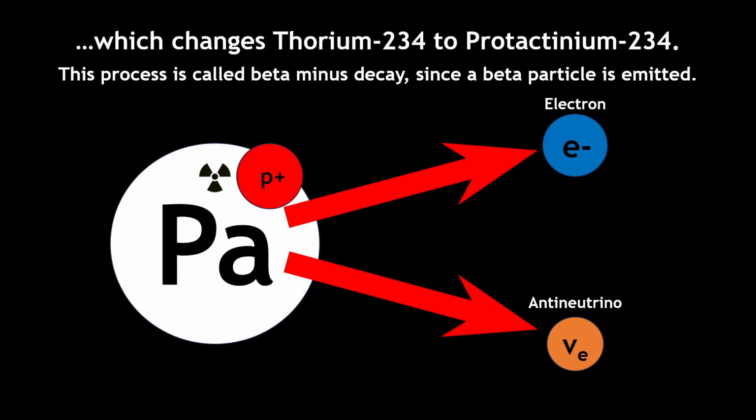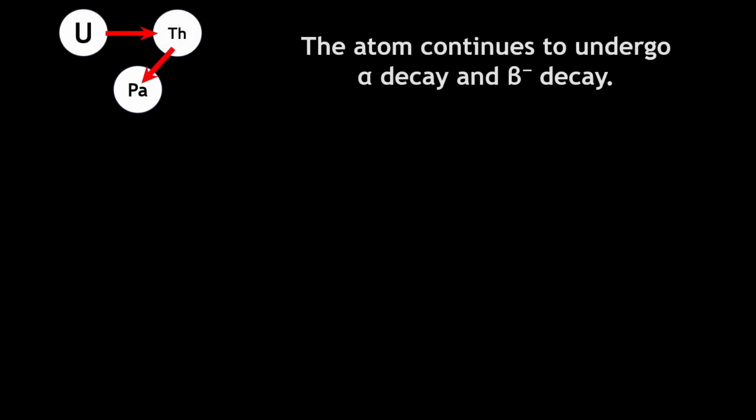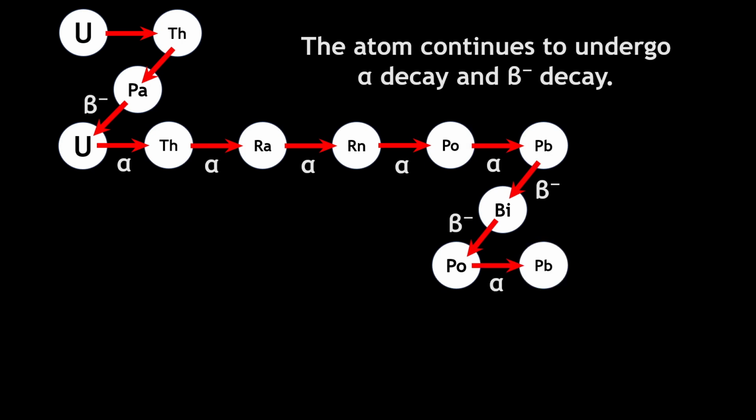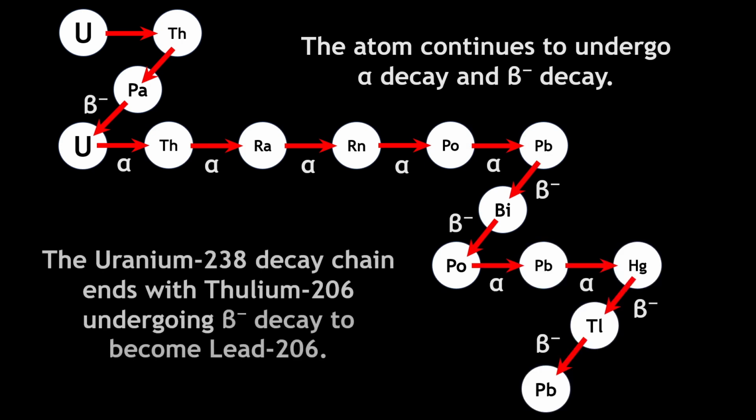The atom continues to undergo alpha decay and beta-minus decay, emitting protons and neutrons and also converting neutrons to protons by emitting electrons and antineutrinos, all the way to thulium-206. Finally, thulium-206 undergoes beta-minus decay one last time, leaving a stable lead-206 atom.